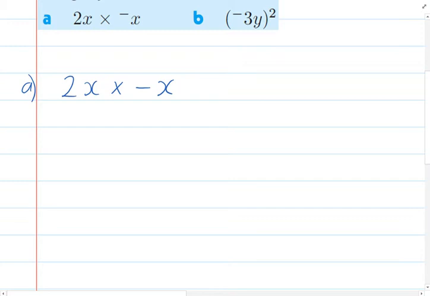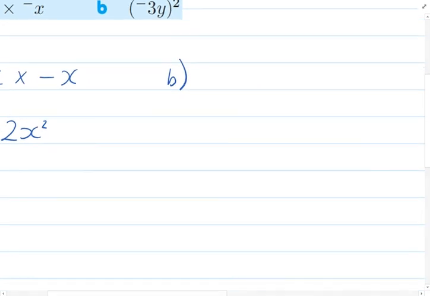Okay, so we've got to think to ourselves, what happens when we times an x with another x? Well, what happens is we get an x squared. So when I write my simplified version underneath, I'm going to still have the 2 because I'm not changing that, and I'm going to have a negative because 2 is positive and a negative times a positive is negative, so I've got negative 2, and then x times x, that's going to give us x squared, and that is that expression simplified.